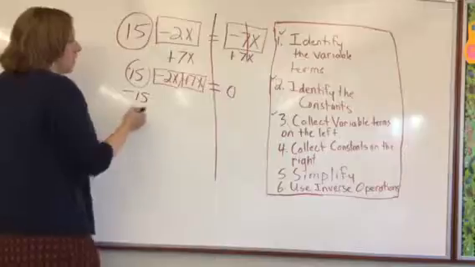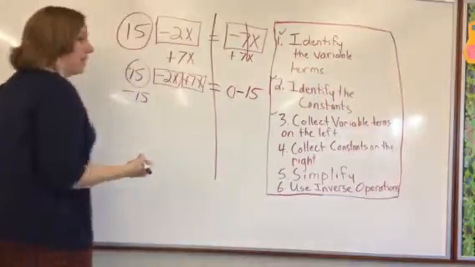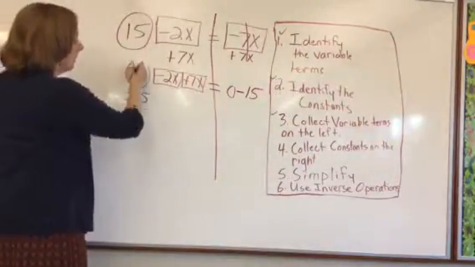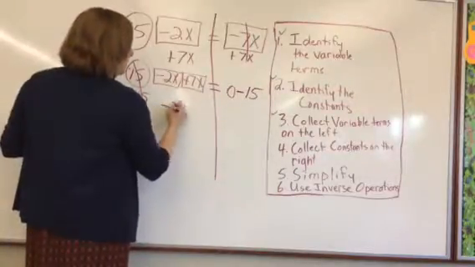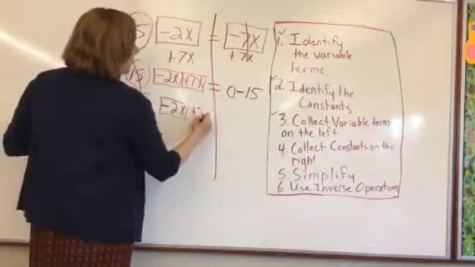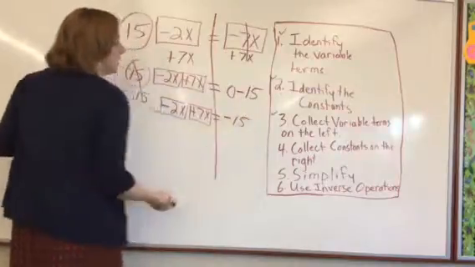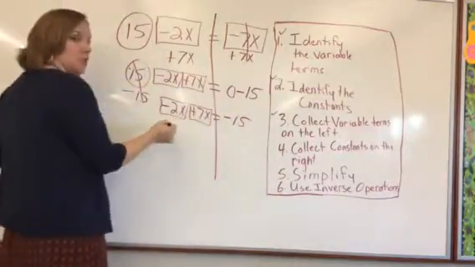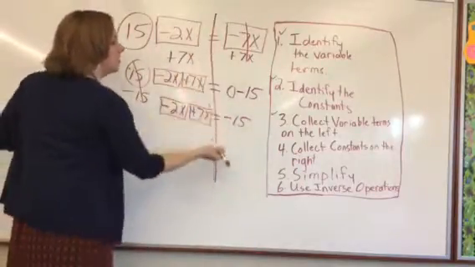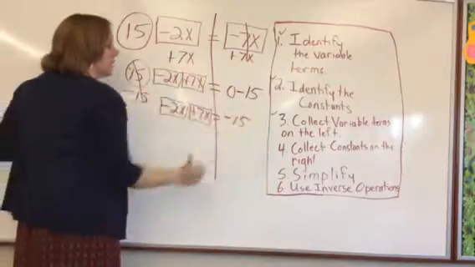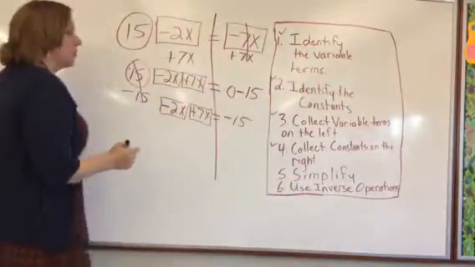15 minus 15. But whatever I do on the left, I need to do on the right. So now I'm going to subtract 15 from the right-hand side. 15 minus 15 is 0, so that goes away. And I'm left with negative 2x plus 7x equals 0 minus 15, which is negative 15. See, now all my variable terms are on the left, all my constants are on the right. So this was a matter of using inverse operations to get my variable terms on the left, my constants on the right. Now I'm down to the point where I can simplify my equation, just like I did in my last video.